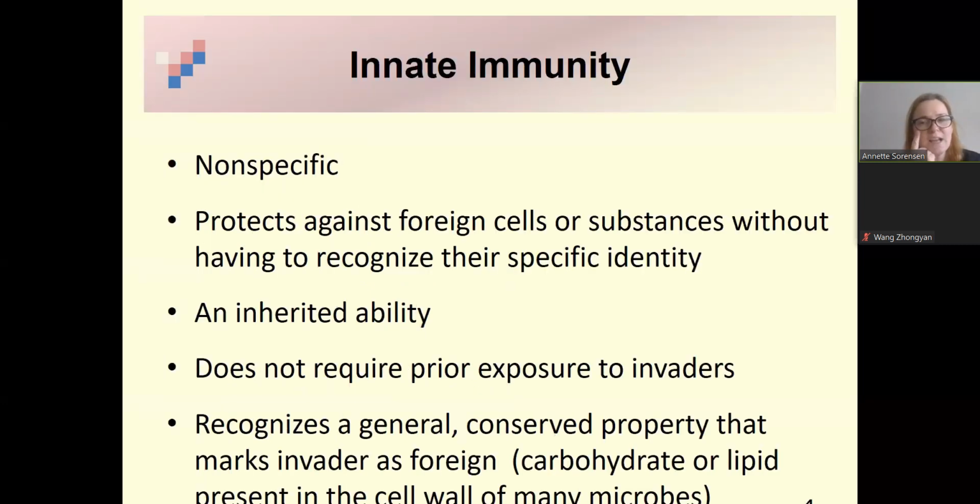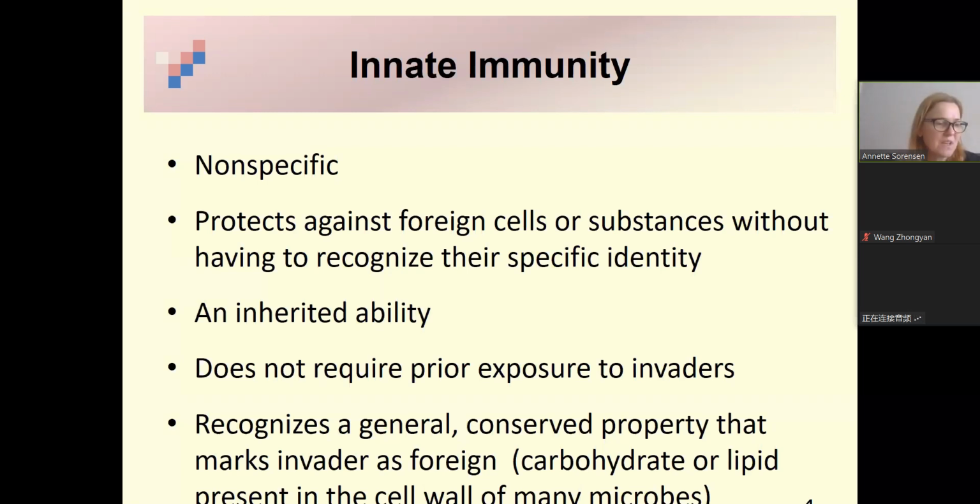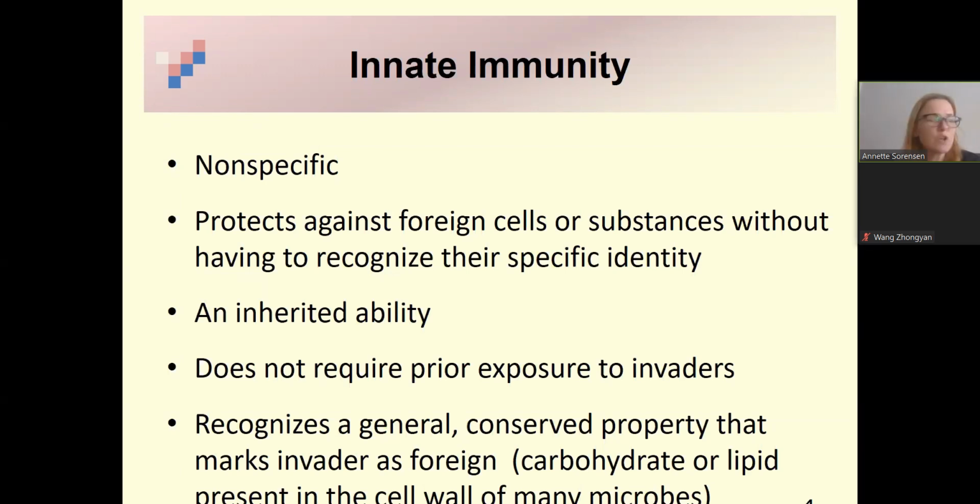Okay, so we'll start off with innate immunity. I've already said it's non-specific. It obviously protects you against foreign cells or substances without having to recognize that particular pathogen specifically. It's an inherited ability. It doesn't require that you have previously been exposed to that invader or pathogen.